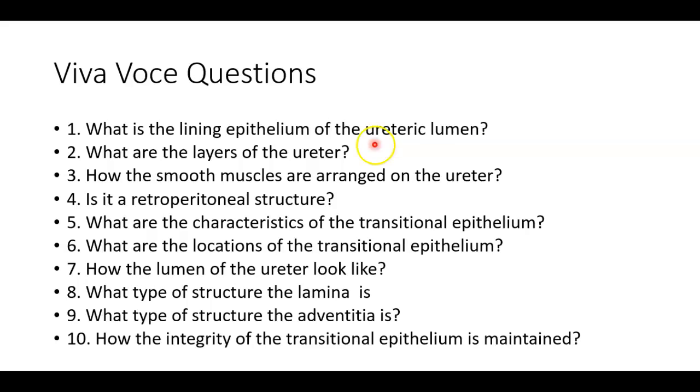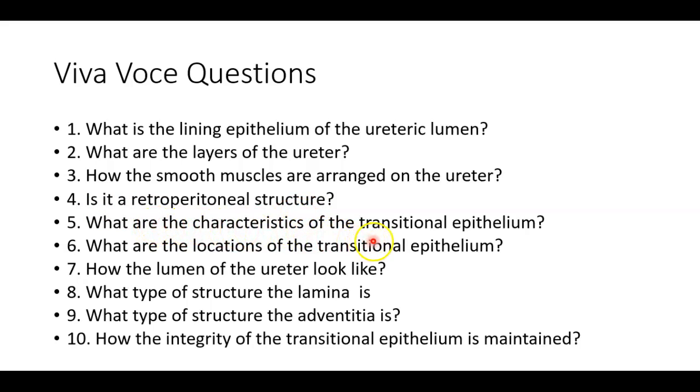How the smooth muscles are arranged in the ureter? In the upper part of the ureter, we have inner longitudinal outer circular layer. In the lower part of the ureter, we have inner longitudinal, middle circular, outer longitudinal muscle layer. These all are smooth muscles. So in histological structure, each of the muscle cell looks like a spindle with one central nucleus. Is it a retroperitoneal structure? Yes. The ureter is a retroperitoneal structure.